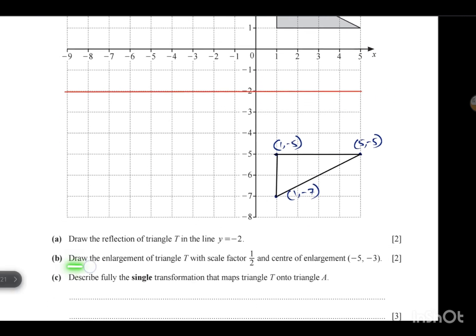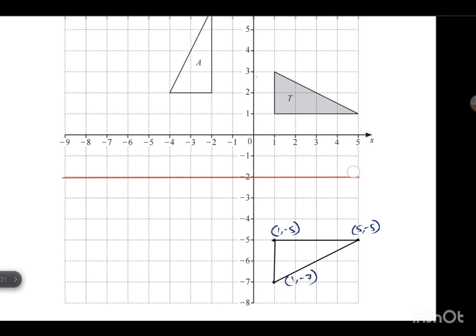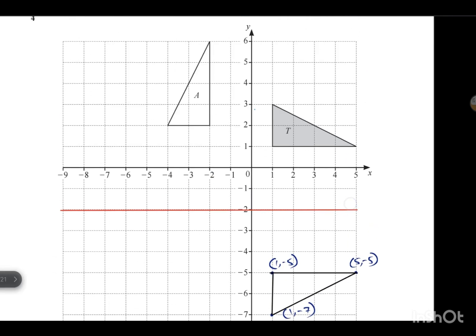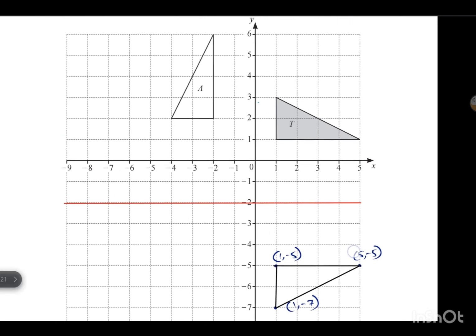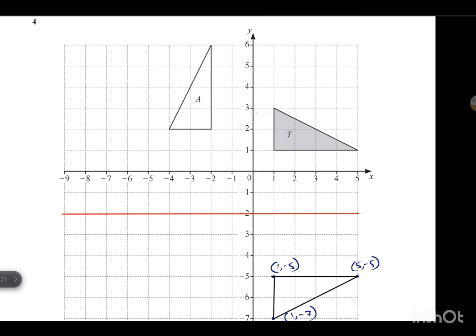Draw the enlargement of triangle T with a scale factor 1 by 2 and center of enlargement (-5, -3). This is an enlargement question now. They are asking us to enlarge the triangle T, this triangle again, and the center of enlargement is given, scale factor is given. So where is the center of enlargement? We'll mark that first.